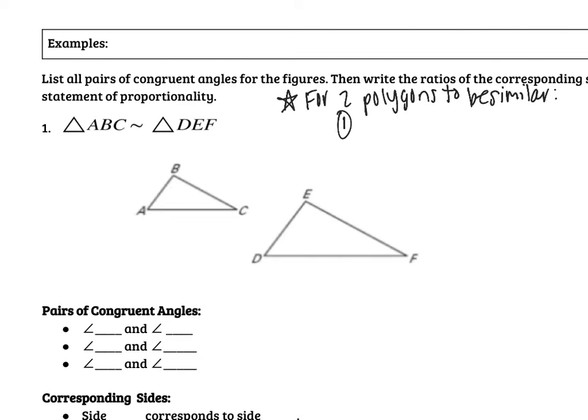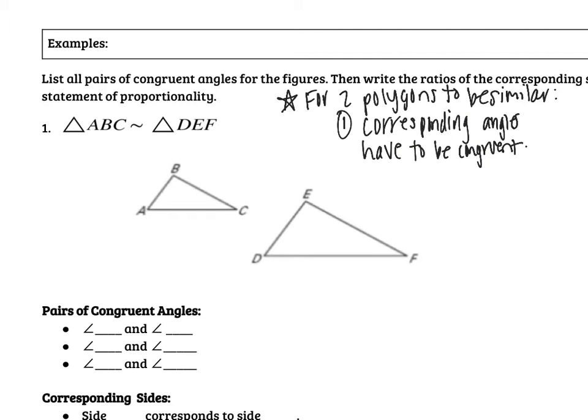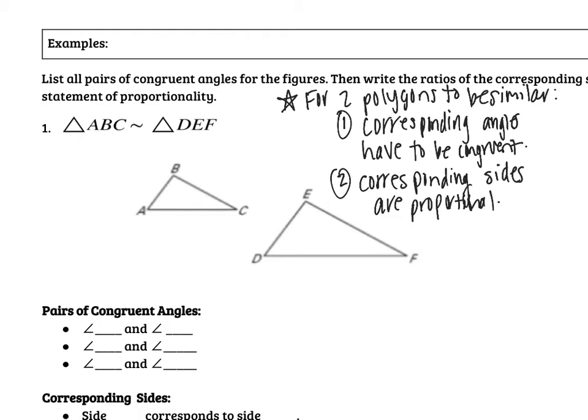Number 1, corresponding angles have to be congruent. Number 2, corresponding side lengths are proportional. So the two key words there are congruent and proportional.